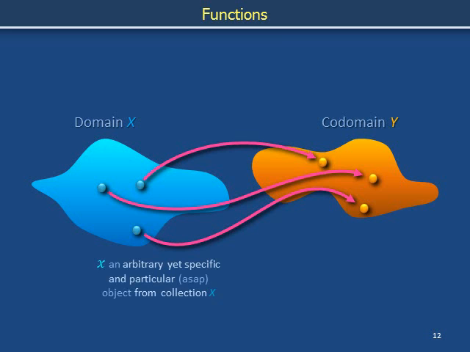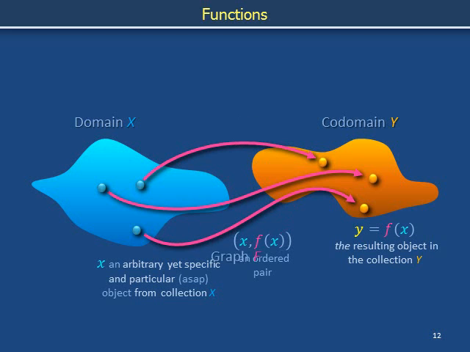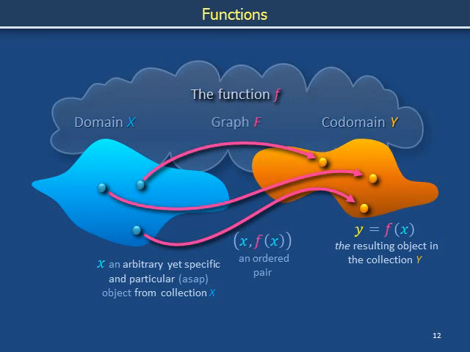Little x is an arbitrary yet specific and particular object from collection big X. y equals f of x is the particular resulting object in collection big Y. (x, f of x) is called an ordered pair. It is the particular association between the little x and little y being discussed. The collection of all these pink arrows is called the graph big F, and finally, the entire picture painted by the combination of the domain big X, the graph big F, and the codomain big Y is, as a whole, called the function little f.